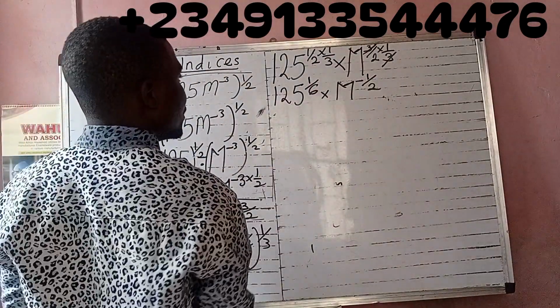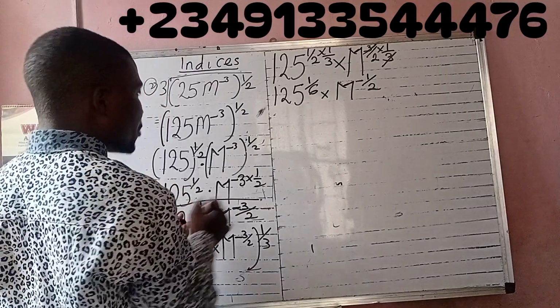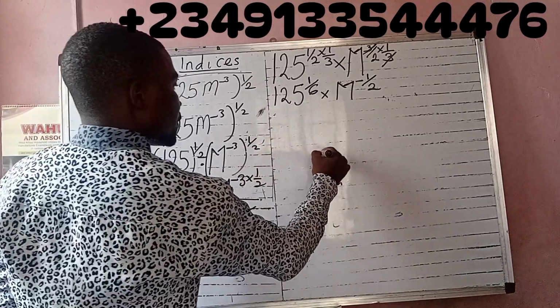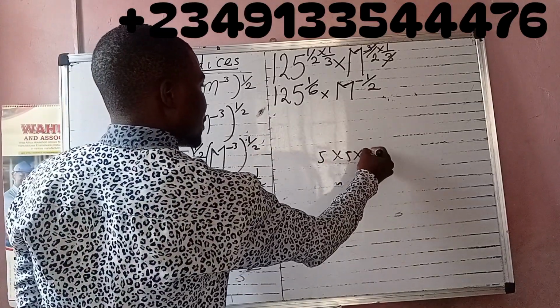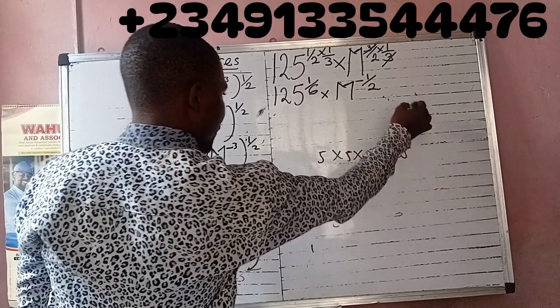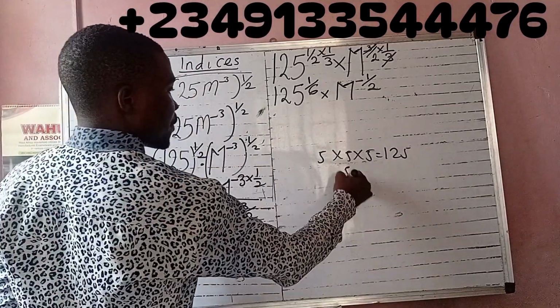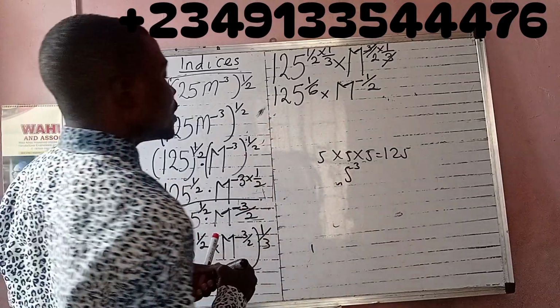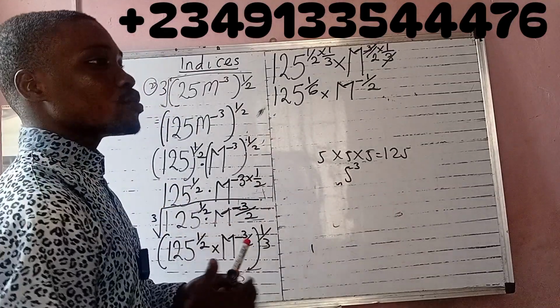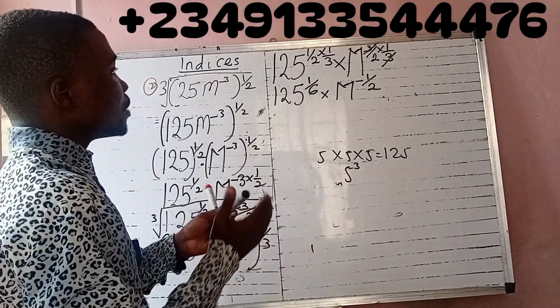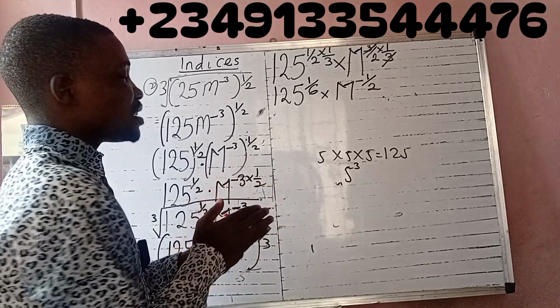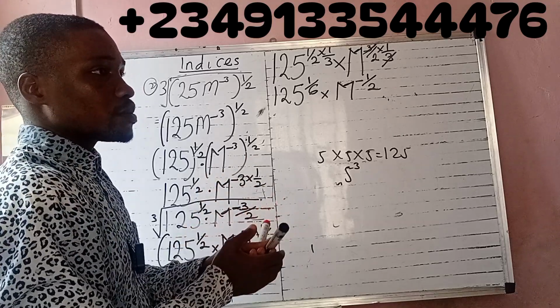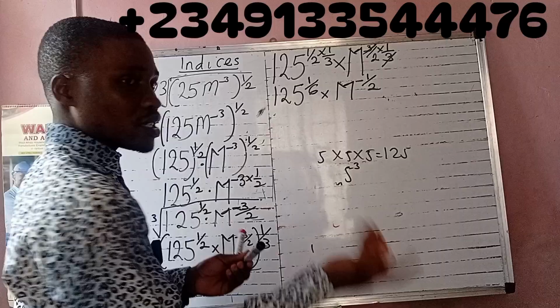Looking more interesting. Here now we can break this 125 down. If you say 5 times 5 times 5, I think it's 125. So that's 5 to the power 3. We can change this one to 5 to the power 3. If you are solving any question on indices, please try to break the base, as in try to break your number down into something like this. It will look easier for you.